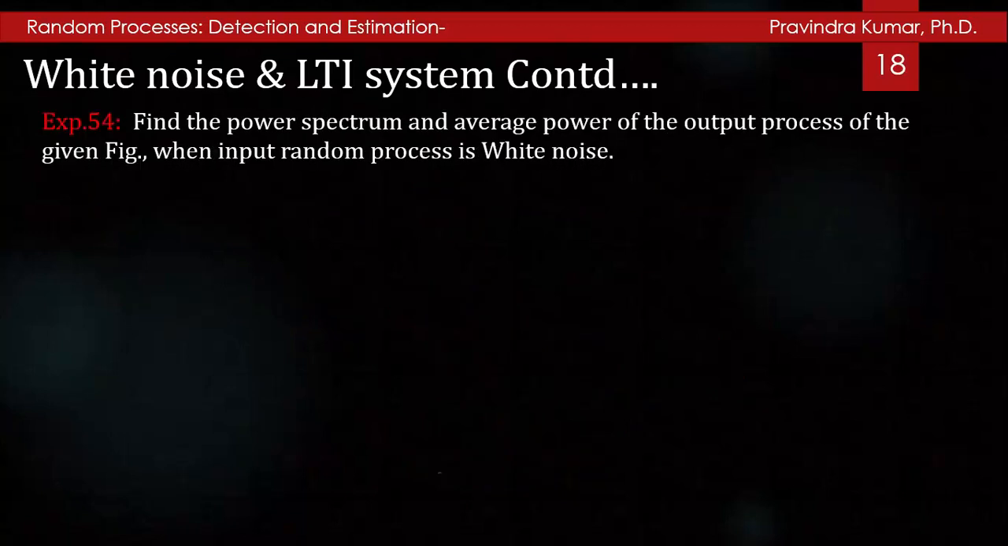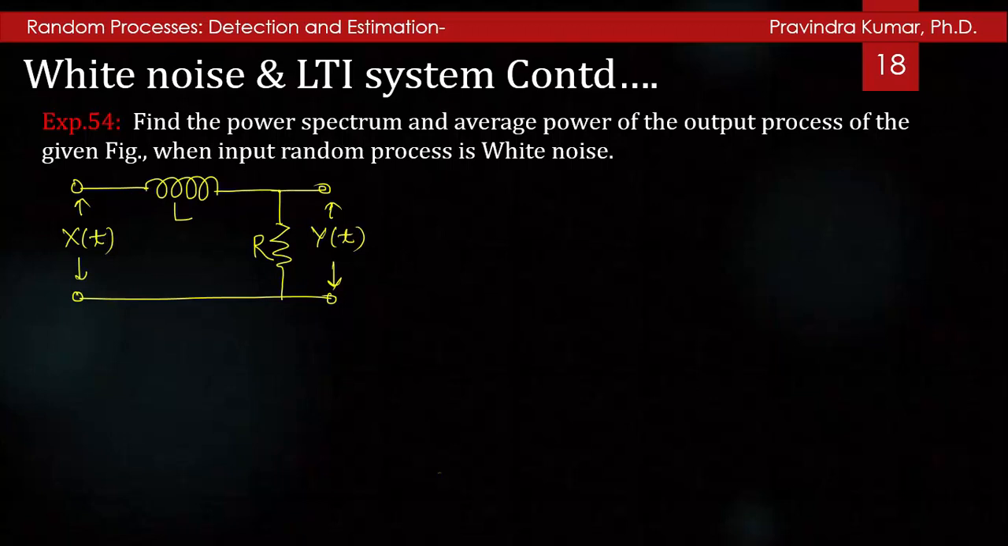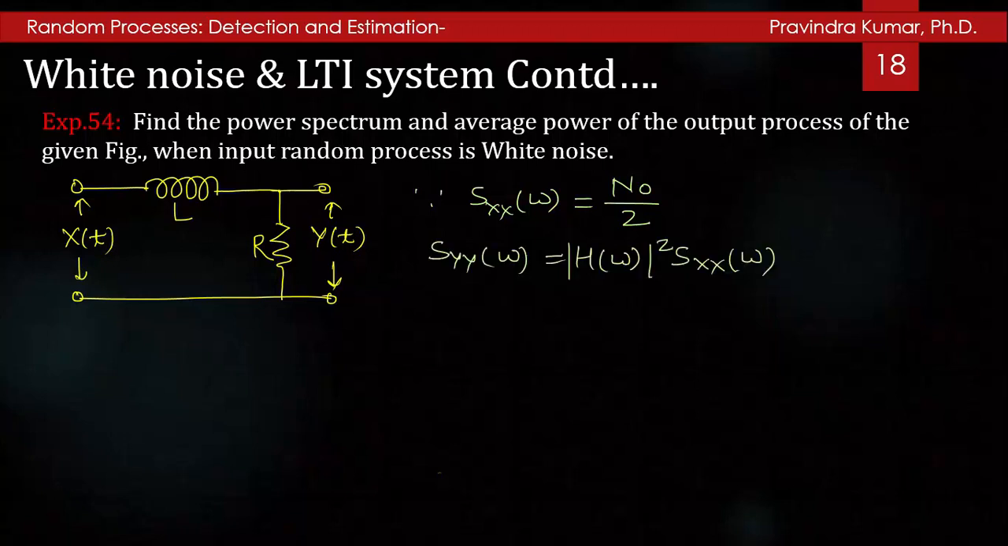Now consider the example. Find the power spectrum and average power of the output process when the input random process x(t) is white noise. So this is the circuit, and you have to find out the power spectrum and average power of the output y(t). So you know the power spectral density of the input is N naught by 2, and the power spectral density of the output will be the squared magnitude of the transfer function of the system multiplied by the power spectral density of the input.